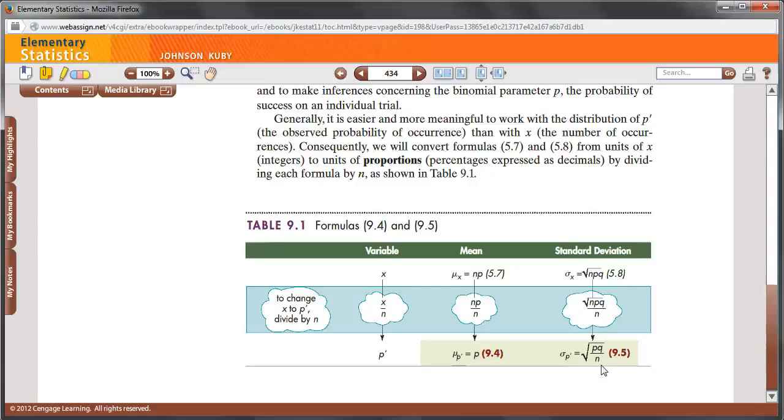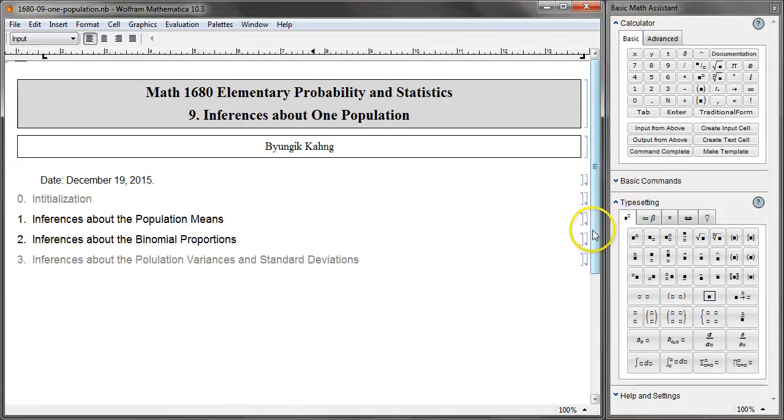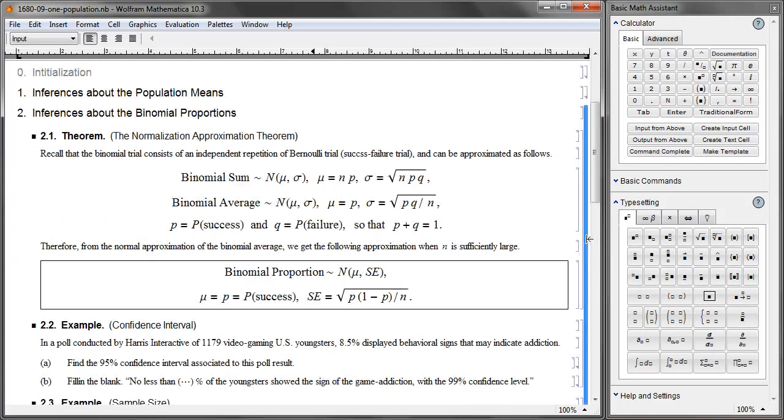It is possible to mathematically deduce the standard deviation formulae, but this is a 1000 level stat course, so we won't do that. Just regard these as formulae that you have to memorize. One for binomial sum and one for binomial proportion. Of course, in Chapter 9, we're going to focus upon proportion. Now, how do we use these in inferential statistics? Let's go ahead with some examples.